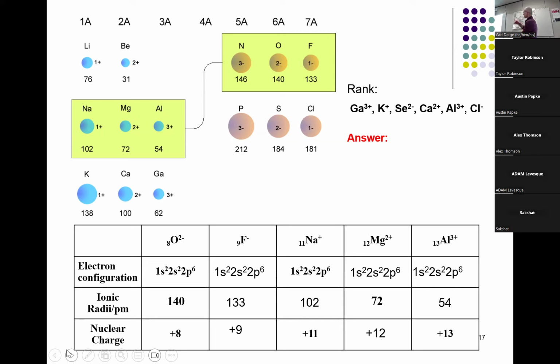Now you can see I've listed things that are not, well, certainly not in this chart here. And in fact, there's one ion that's not even on this chart. Oh, where do we start? So I want decreasing size. Where should we look initially?